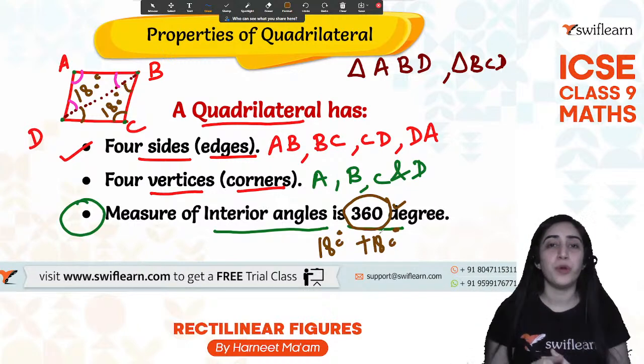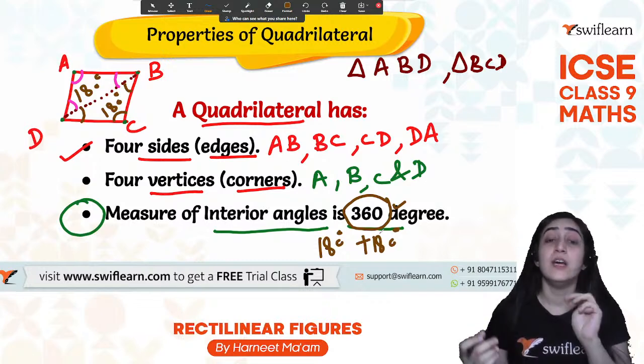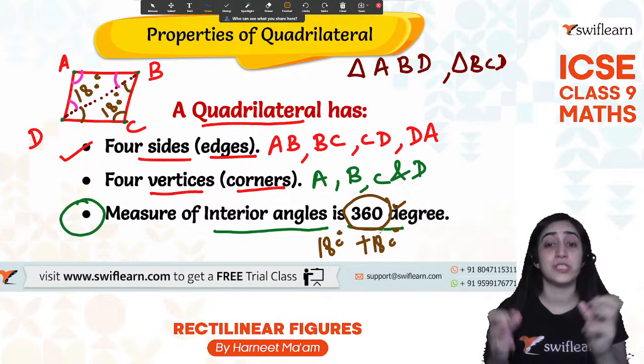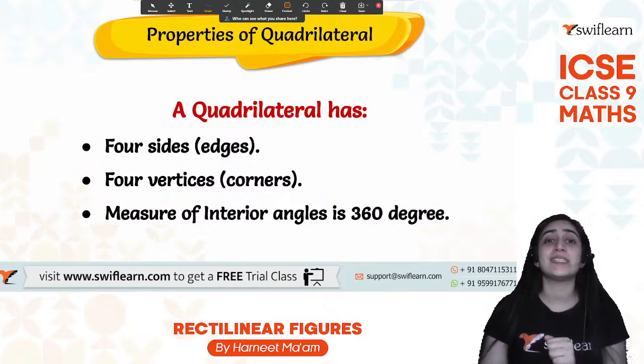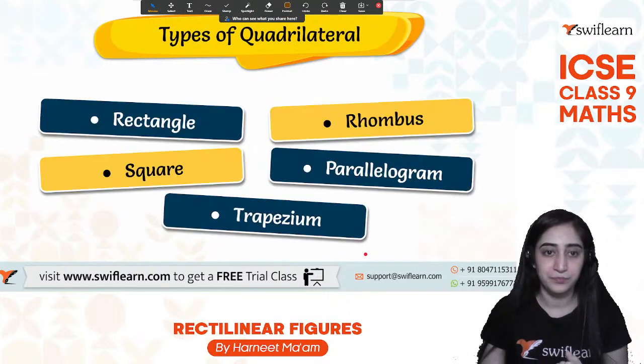So we come back to the properties of a quadrilateral. What does it say? That it has four sides or four edges, four corners or four vertices, you can say it any way, and the interior angle sum should be 360 degrees. All right. These are the properties of the quadrilaterals that we need to remember.